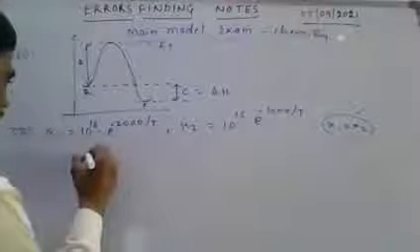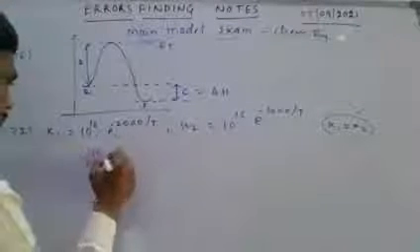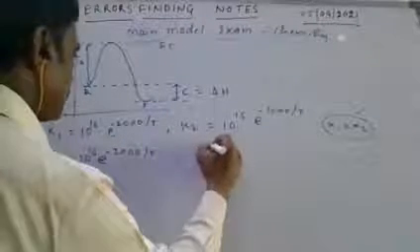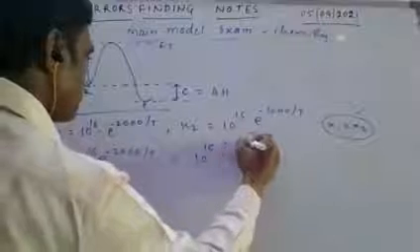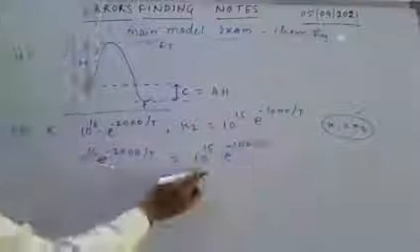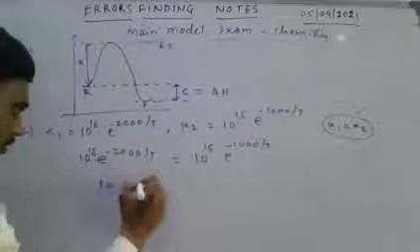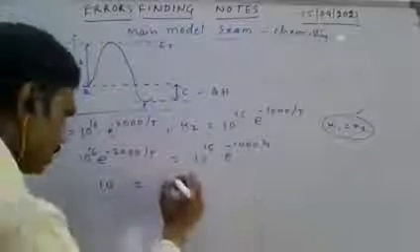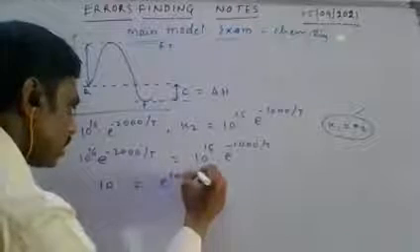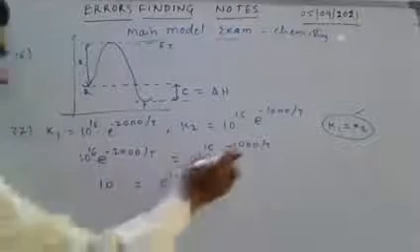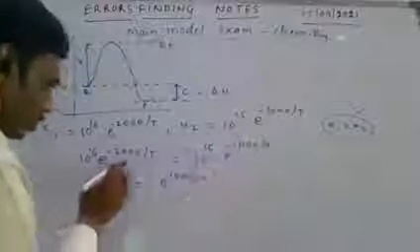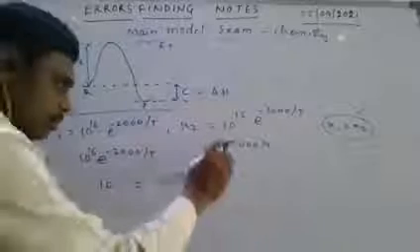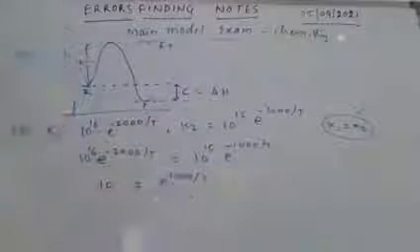Equate both: 10 to the power 16 into e to the power minus 2000 by T is equal to 10 to the power 15 into e to the power minus 1000 by T. Bringing the 10 powers together, you get 10 is equal to e to the power minus 1000 by T divided by e to the power minus 2000 by T. Bringing it to the numerator, minus 1000 plus 2000 gives 1000.